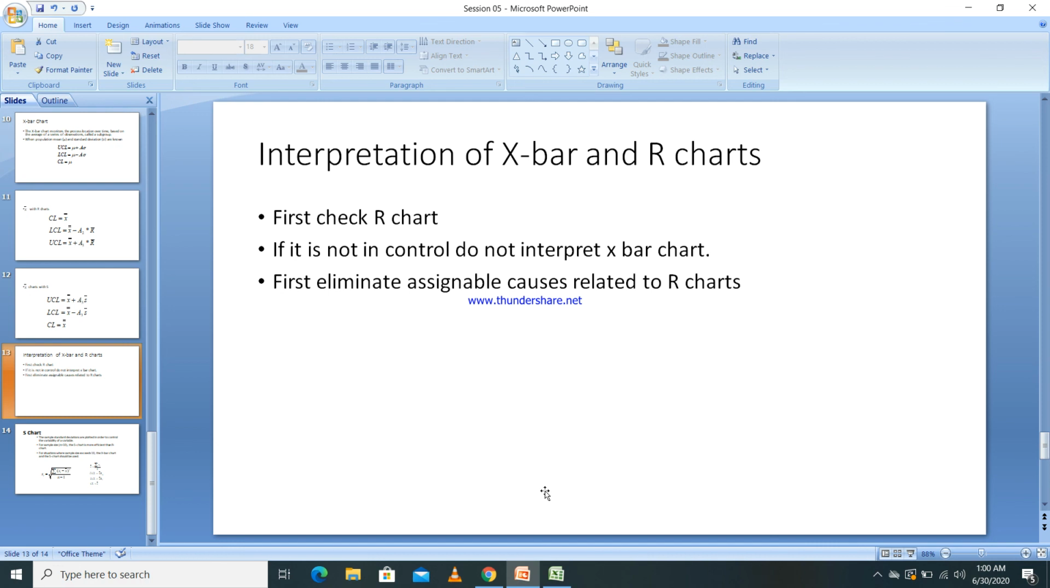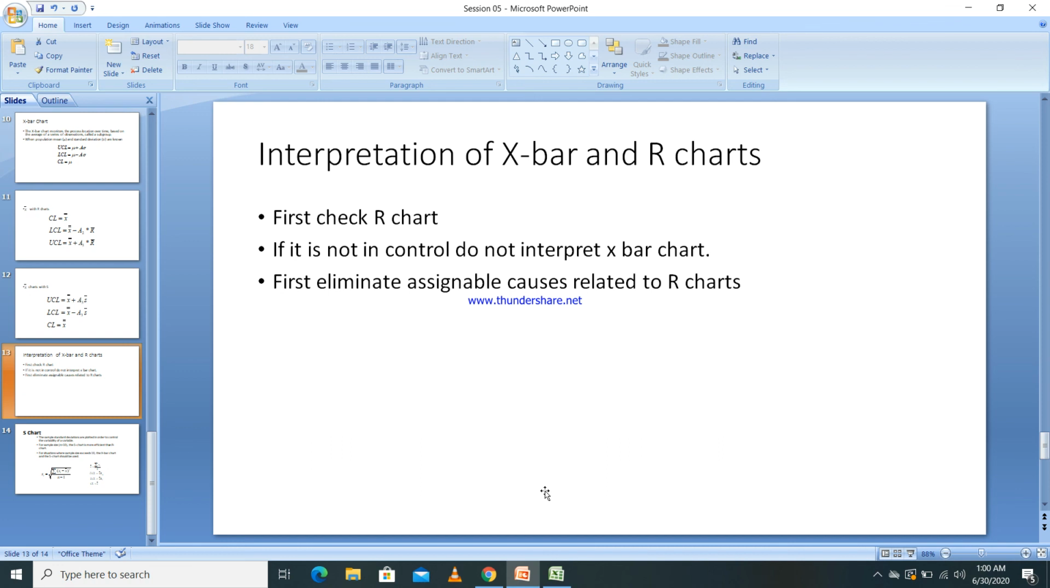And then if your process is in control, you can construct the X bar chart and find out whether your process is in control or out of control. That is to confirm your decision, right? Using the X bar chart, right? So that is how we use the X bar chart, R chart and S chart, that is all the variable control charts, in order to monitor whether your process is in control or out of control, right?